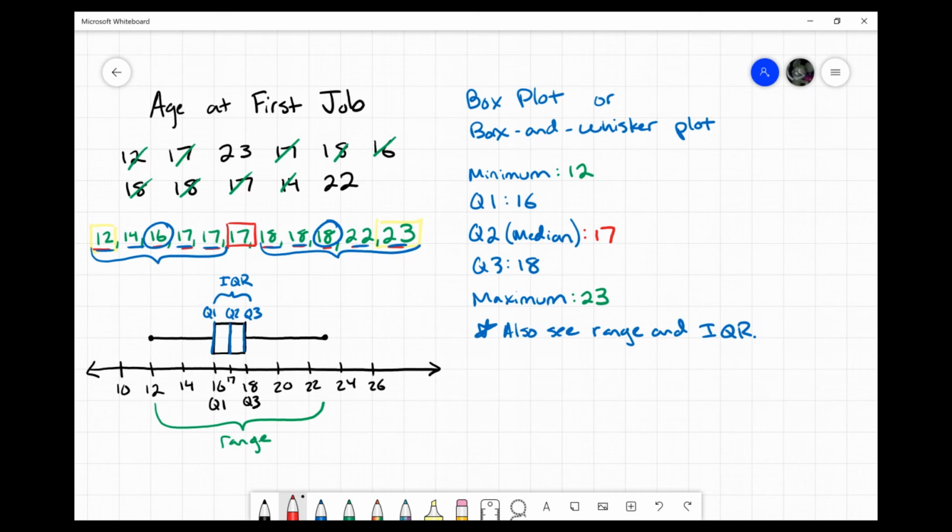And each of these sections, being that they are quartiles like quarters, is showing us visually 25% of the data. So we can see that half of the people got jobs between the ages of 16 and 18. There's 25% of the people who got their first job before 16 and 25% of the people who got their first job after 18.